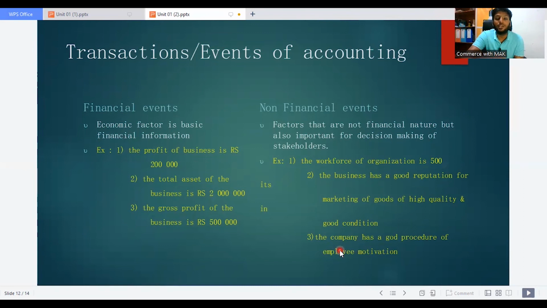So what are non-financial events? Non-financial events are where you consider the quality of the business, maybe the reputation, the quality they are providing, the satisfaction the customers get. We can't take it into financial events, but this will affect the accounting, because if customers are happy, we can make more sales, and a good reputation will bring more sales also. And if you have a good procedure, employees will be motivated to work with you, and if you give good bonuses, employees will have good morale to work with your company. Then that will increase the level of productivity, which will contribute to the finance of the organization.